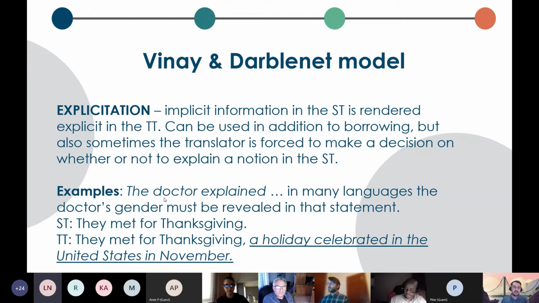So one example is this is an implicit explicitation. So when we say the doctor explained, in many languages, people, professions, they are gendered, and therefore you have to reveal the gender of the person you're talking to. Another example of explicitation is simply saying what something is. So if in the source text in English, let's say, they met for Thanksgiving. Well, most English speakers understand what Thanksgiving is, but if you're going to translate it into another language, you might have to explain what it is. So that is an example of explicitation, a holiday celebrated in the United States in November. Does anybody have any questions?